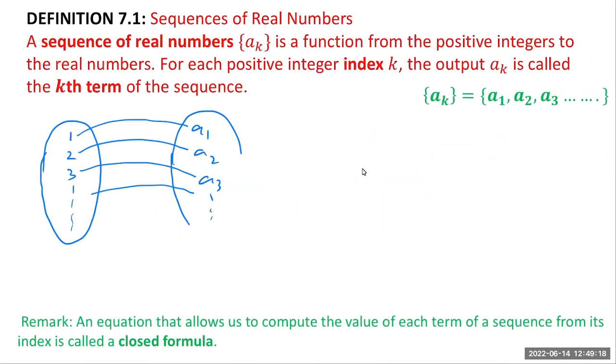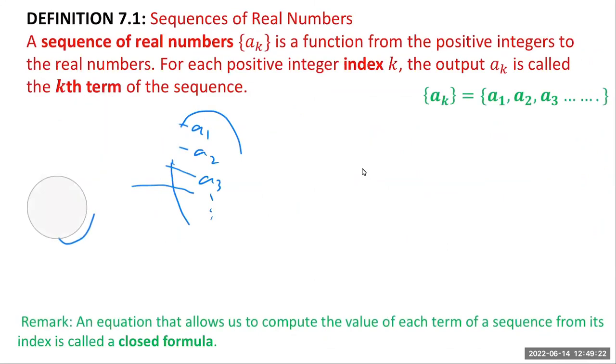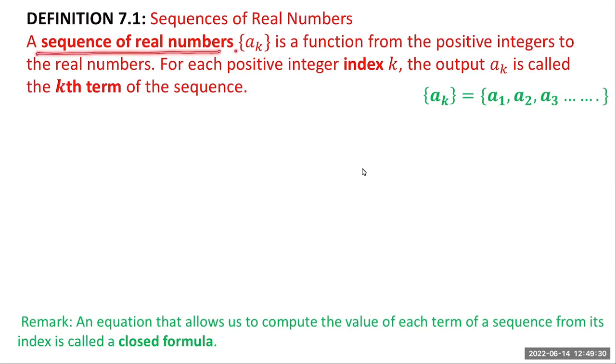All right, I want to start by giving the definition of a sequence first. Here is the definition of a sequence. A sequence of real numbers, denoted by {a_k}, written within curly brackets, is a function from positive integers to real numbers. For each positive integer k, the output a_k is called the kth term of the sequence.